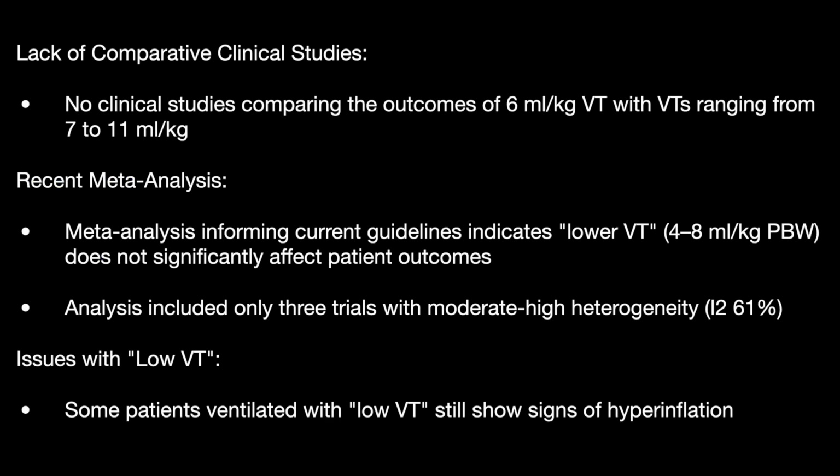There is a lack of comparative clinical trials of these small tidal volumes versus large. The only single trial had a very large difference, that is 6 versus 12. So no clinical studies compare the outcomes of 6 with tidal volumes ranging from 7 to 11. We know 12 is bad, but in between we don't know how much more we can go. A recent meta-analysis has shown that the lower tidal volume does not significantly affect the patient's outcome. The analysis included only 3 trials with moderate heterogeneity of 61%.